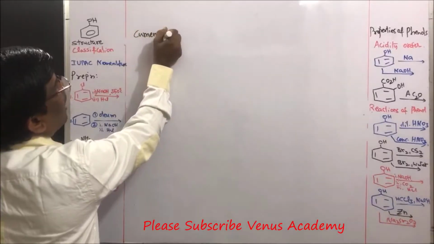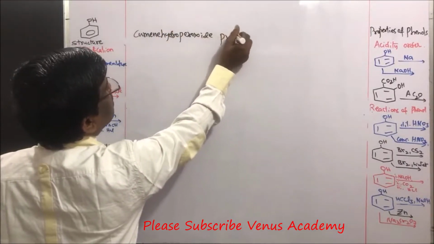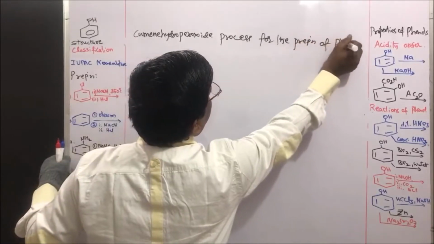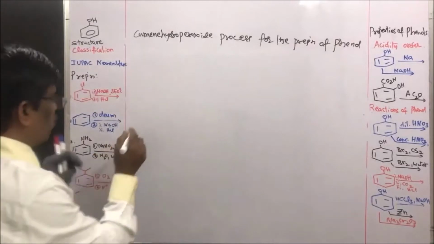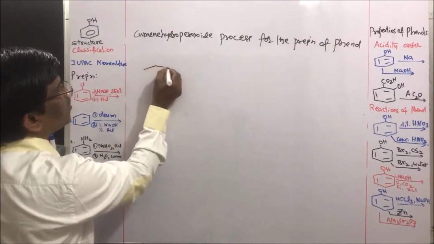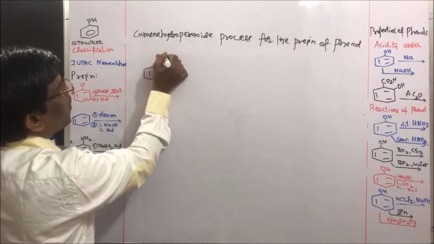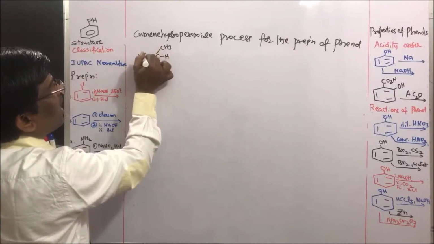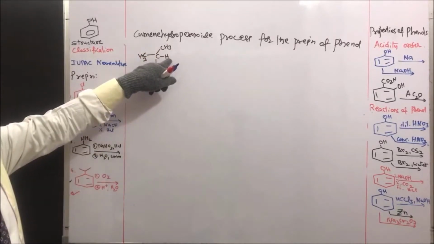Cumene hydroperoxide process for the preparation of phenol. This is a commercial method, students. What is cumene? Cumene is isopropyl benzene, which has a labile hydrogen.